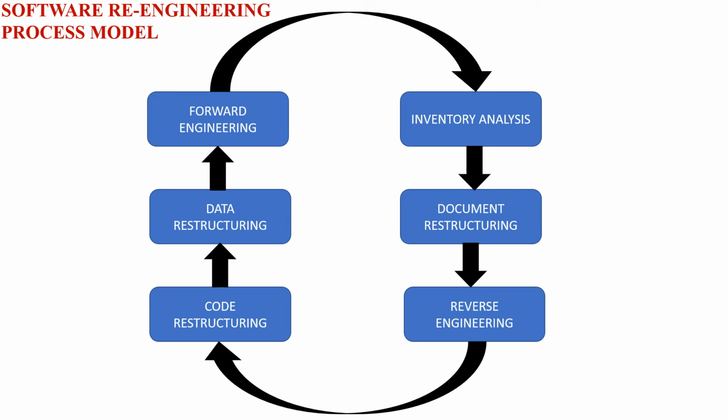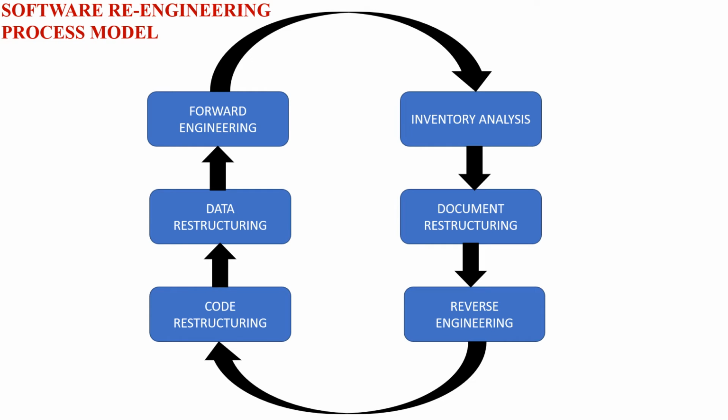The software re-engineering process model consists of 6 phases, that is the forward engineering phase, the reverse engineering phase, the data restructuring, code restructuring, document restructuring, and inventory analysis phase. So we'll be seeing how this process model works.